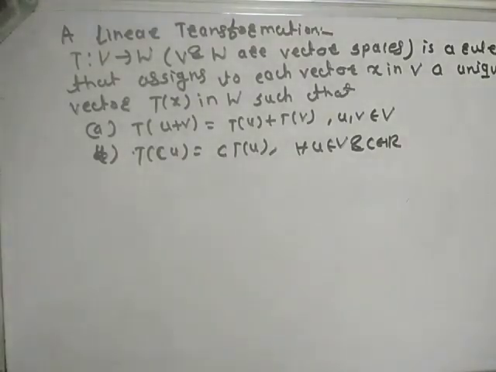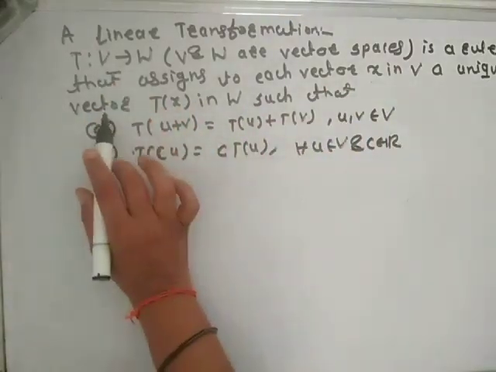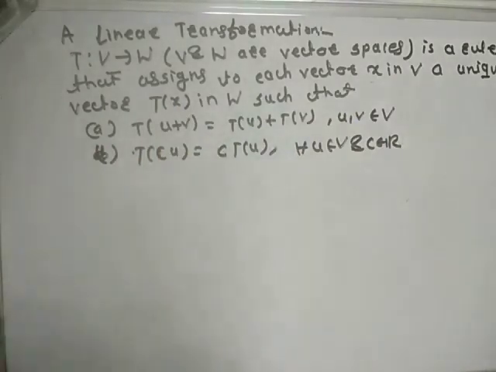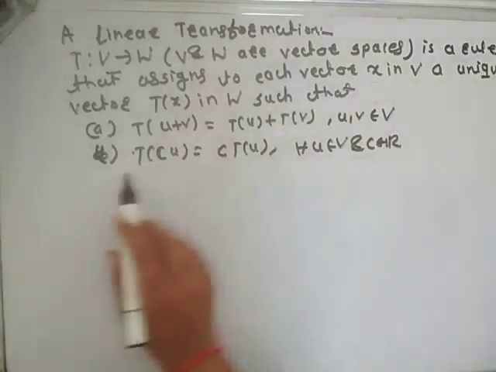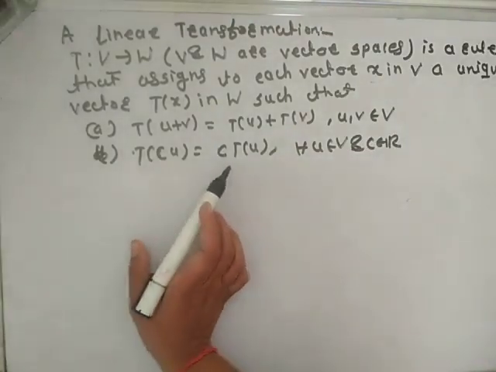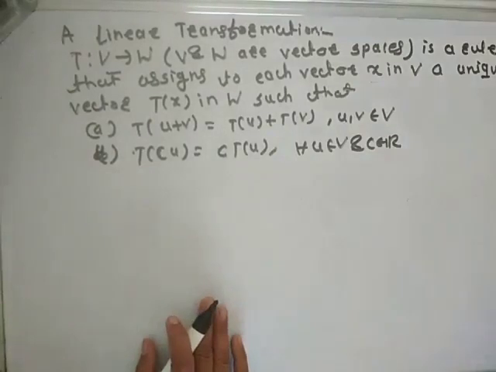A linear transformation is what? It is a rule that assigns to each vector x in V a unique vector T of x in W such that T of u plus v is equal to T of u plus T of v, for u, v belonging to V, and T of cu is equal to c times T of u for all u belonging to V and c belonging to R.